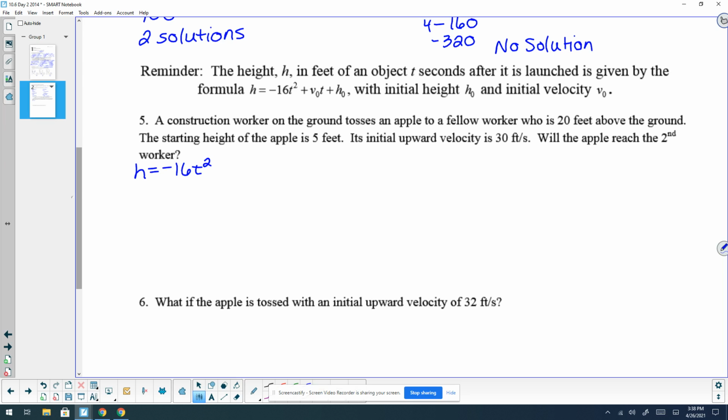fill out, just like we did before, initial velocity is 30, so 30 is going to go in as my b value. And the starting height is 5, so that's going to go in as my c value. We're looking to see if it's going to reach 20 feet above the ground, so that goes in for my h. Before I can use the quadratic formula, I have to set it equal to 0, so I have to subtract the 20.